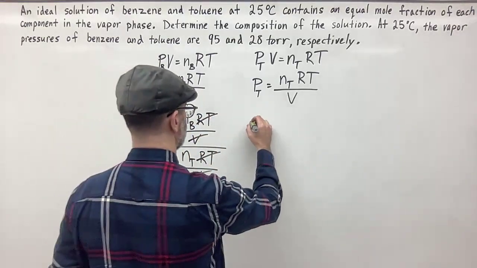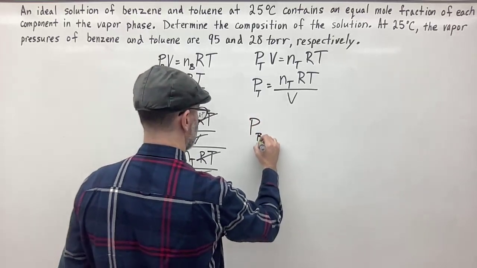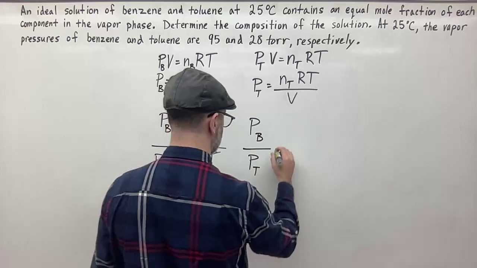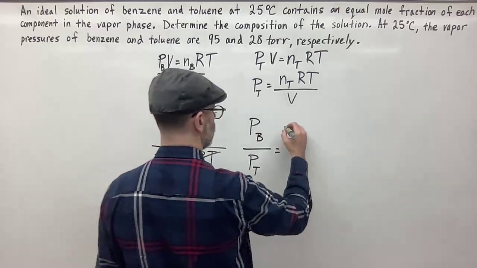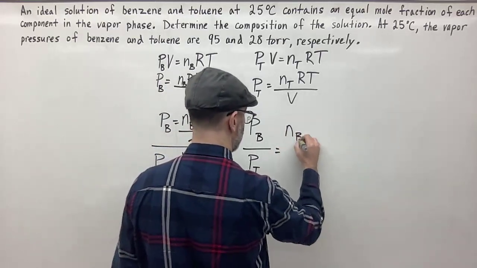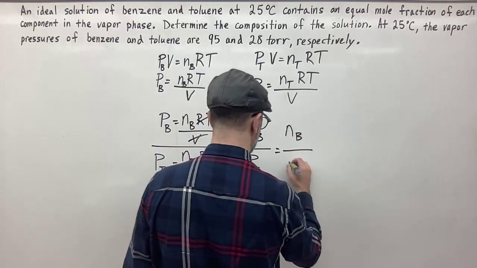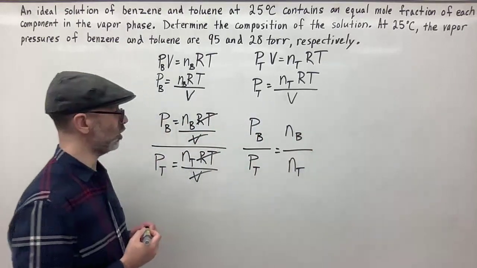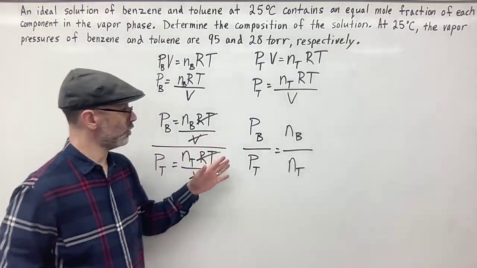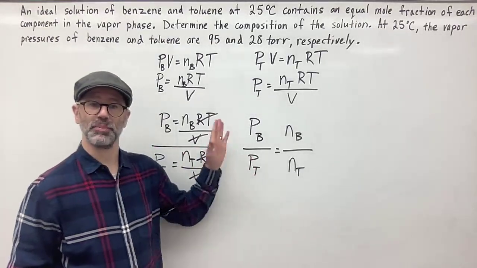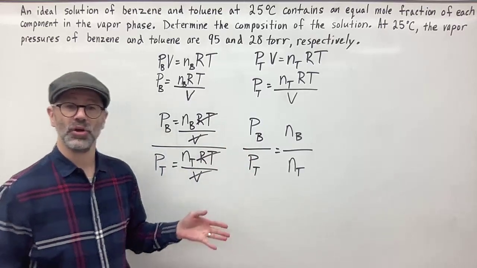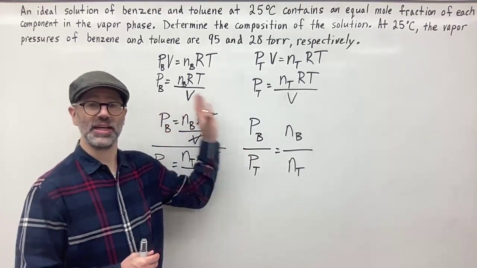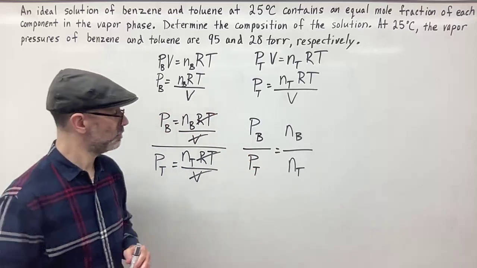And what you end up with is the partial pressure of benzene over the partial pressure of toluene is going to be equal to the moles of benzene over the moles of toluene. So there's a direct relationship between pressure and moles. We can use that to our advantage to help us easily solve this equation.